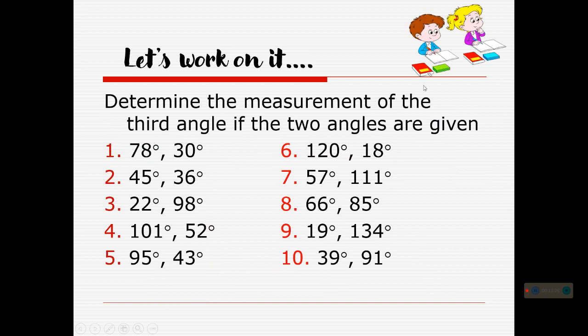Okay, that's good. So let's work on it using the property of triangles. Again, the property of the triangle is that the sum of the measures of the three angles is equal to 180 degrees. I have 10 questions wherein you are going to determine the measure of the third angle if two angles are given. So we have 78 and 30 degrees. What should your answer be? That's correct. So we have 72 degrees.